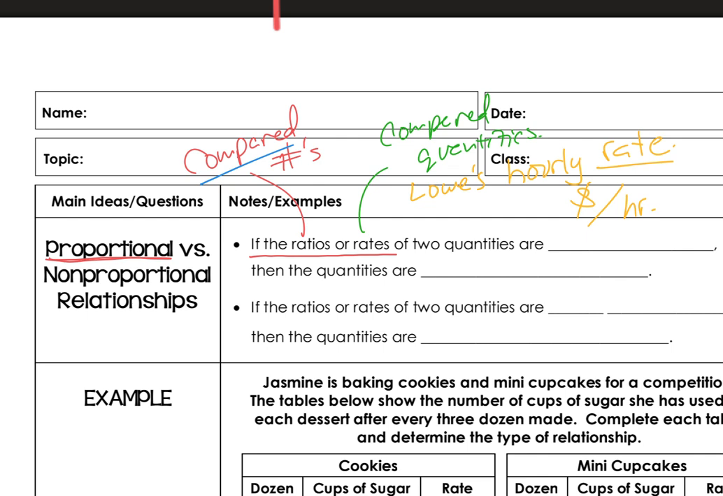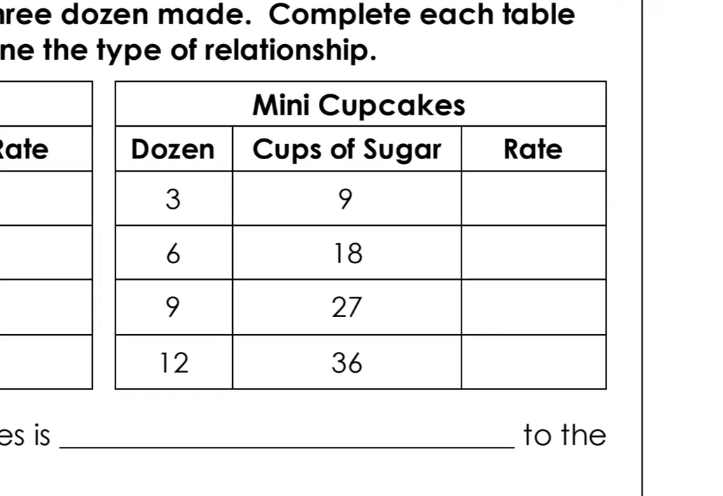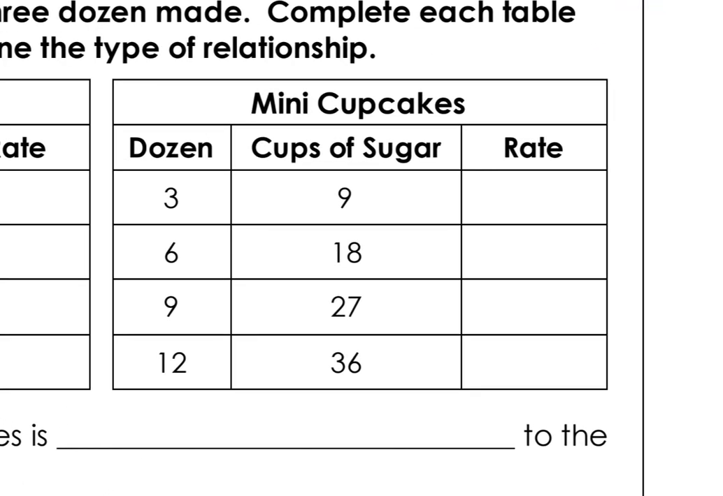So it is proportional if the ratios or rates of two quantities are, you ready for this? If they're equal, okay? Then the quantities are proportional. Now, immediately I'm going to jump down to this example of somebody making some cupcakes, mini cupcakes.